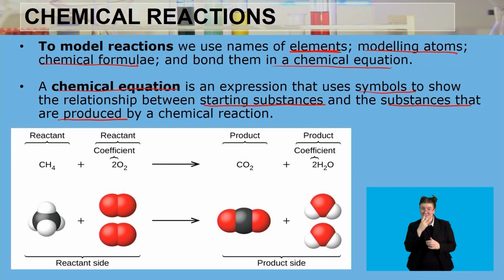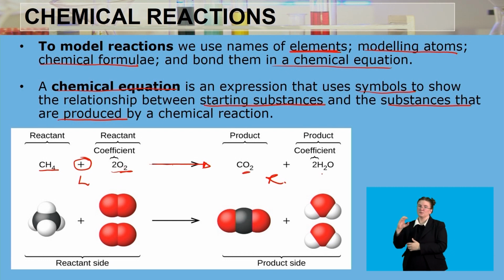So on this picture that we have here, we have an arrow that separates the left-hand side from the right-hand side. On the left-hand side, we have the reactants, which is CH4 reacting with 2O2. Remember, these two reactants are separated by our plus sign. They are going to chemically react together to form, hence our arrow, the CO2 and the H2O.